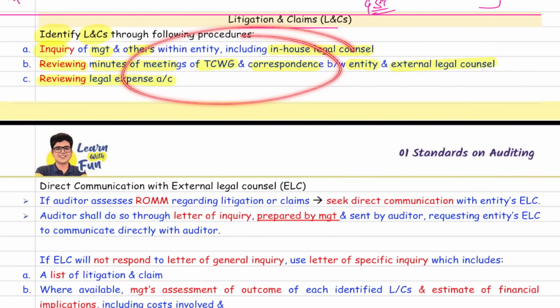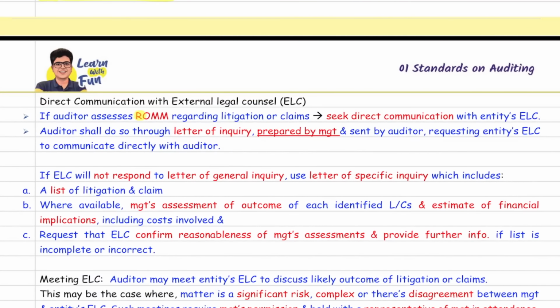Now, after all this, if you feel that there is a risk of material misstatement, you can seek direct communication with external legal counsel. How? Through a letter of inquiry prepared by the management, sent by the auditor, requesting the legal counsel to communicate directly with the auditor.